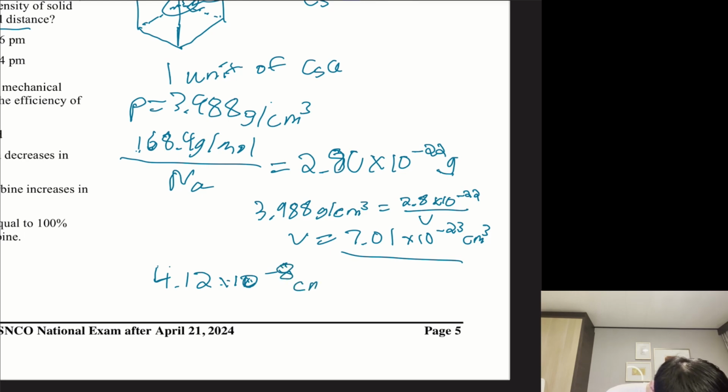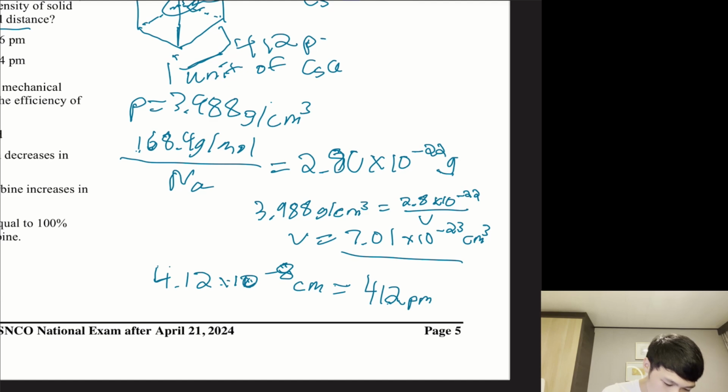And if you know how to convert to picometers, that's going to be 412 picometers. And so that's our edge length of the cube, right? So this is 412 picometers.